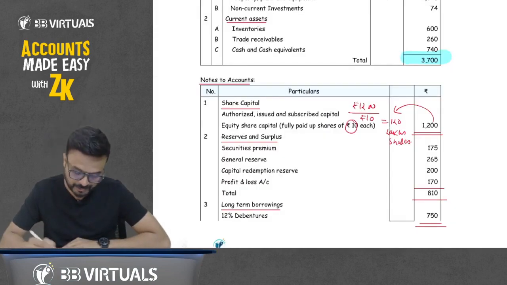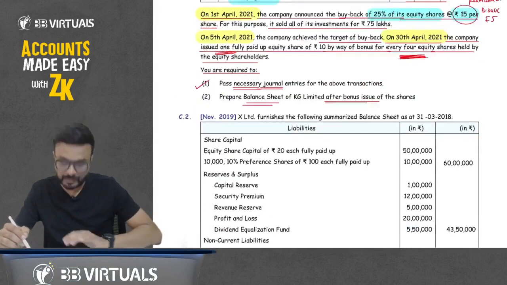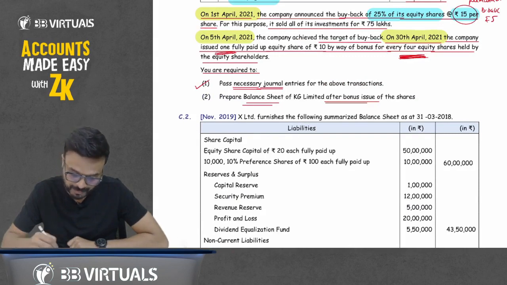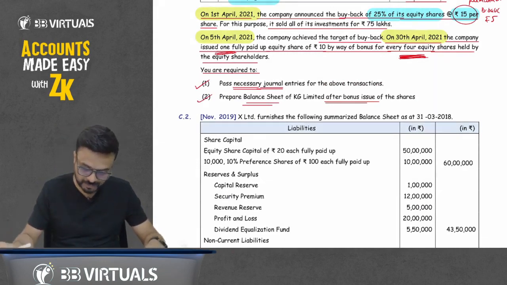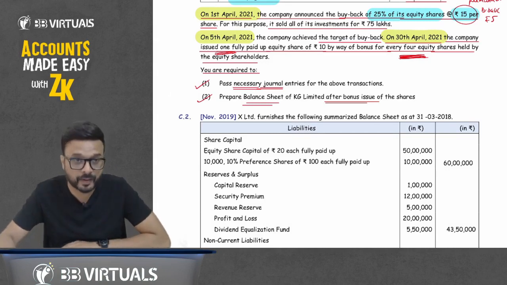Now they have also asked you to prepare what? The balance sheet. Now I am giving you a break for 10 minutes and then we will start preparing the balance sheet. Okay, now you have a break for 10 minutes.